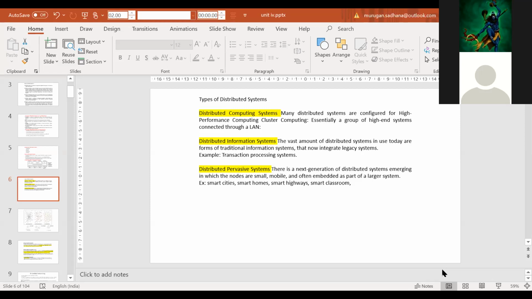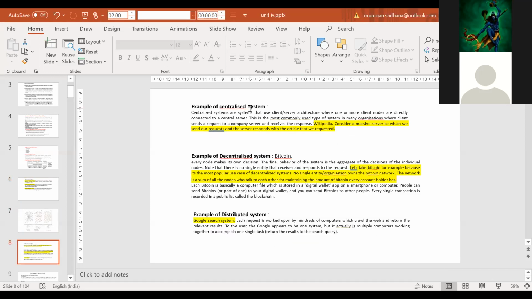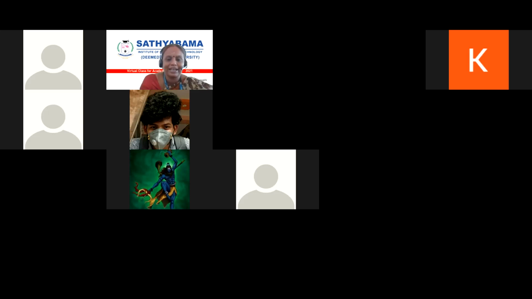Actually we can tell in three ways: distributed computing, distributed information, distributed pervasive control. Distributed computing, we connect through LAN. Distributed information system is nothing but transaction processing. Distributed pervasive system means communicating inside the home, inside the city, inside the highways, smart classrooms. These are examples. But the main examples are centralized system, decentralized system and distributed system. Very poor, I'm asking and you can't answer.